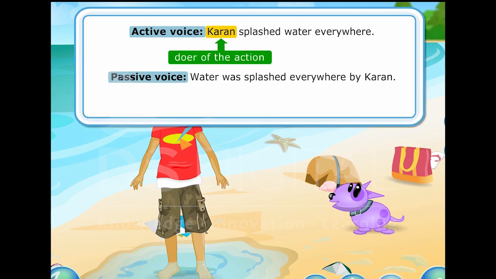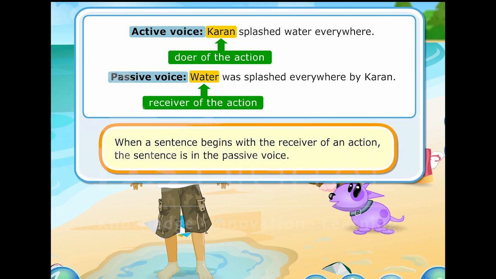In the first sentence, you can tell that the voice is active because the doer of the action, Karan, comes first in the sentence. In the second sentence, Karan does not come first in the sentence. The water does. The water is not splashing. It is being splashed. So, it is the receiver of the action. When a sentence begins with the receiver of an action, the sentence is in the passive voice.